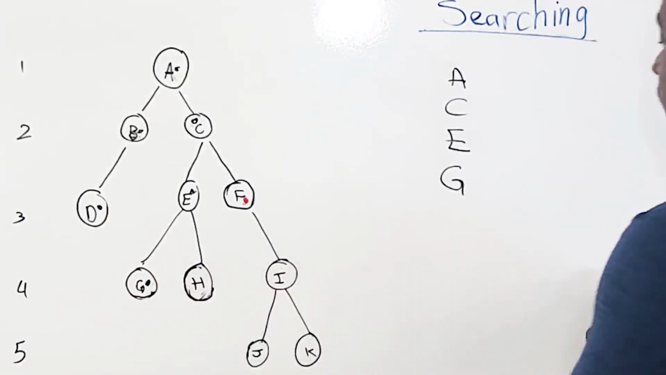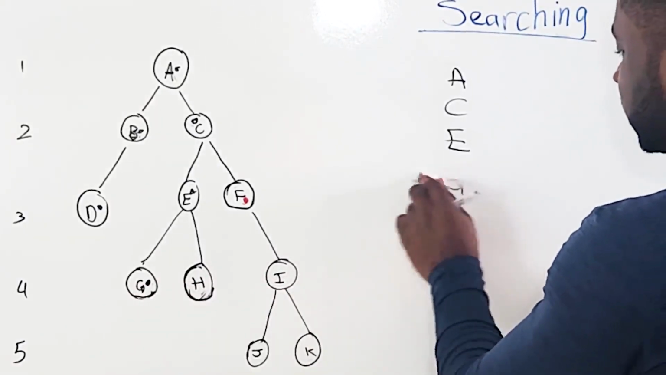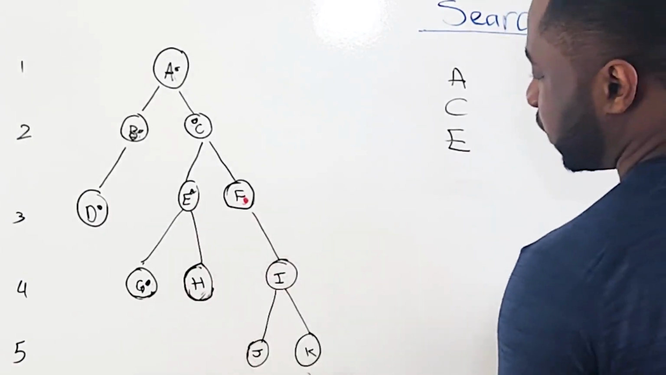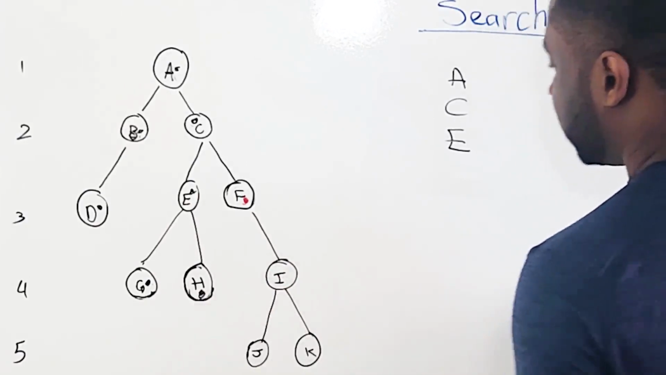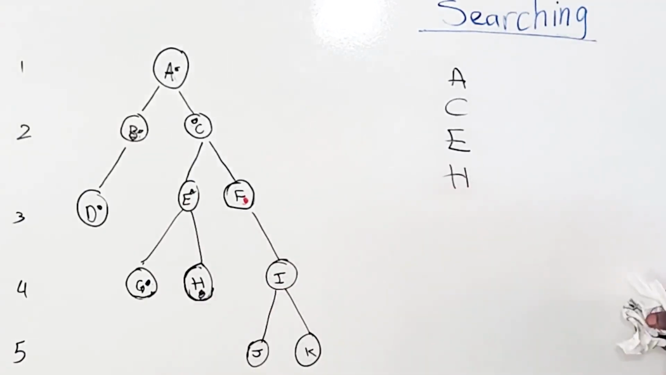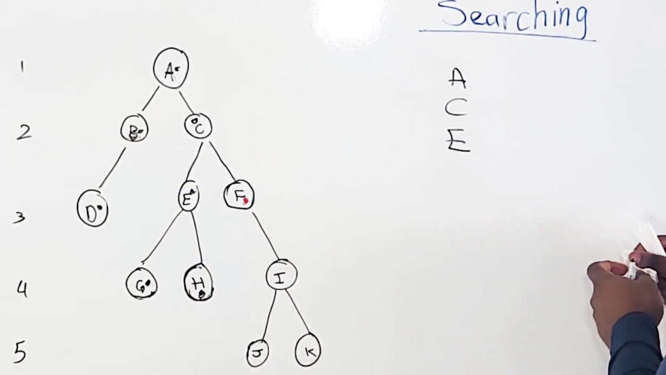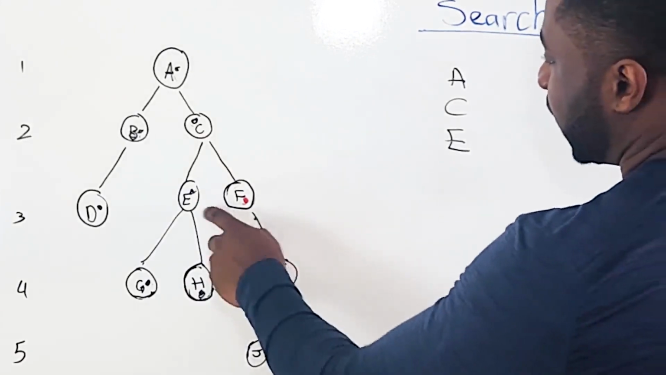G has no children, so we remove G. And then we go back to E. E has one other child over here, which is H. So we visit H, and we push that onto our stack. H has no more children, so we just remove H. And then we go back to E.